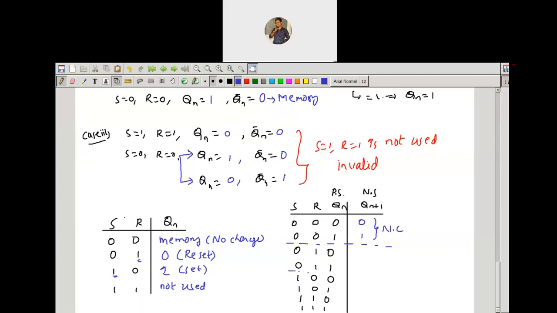Now coming to the next case. When you give S equal 0, R equal 1, what is the output? The output is a reset output, irrespective of the present state, that is, irrespective of the previous output. So this is the reset output; the next state will be reset. Now coming to the third case, when you give S equal 1, R equal 0, irrespective of the present state or previous output, the output will be the set output. What about the next case? This is the invalid case, a not used case.